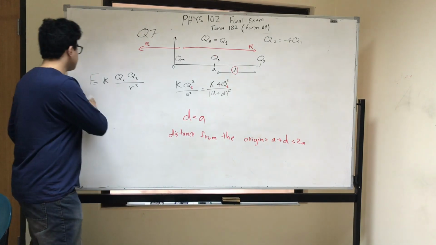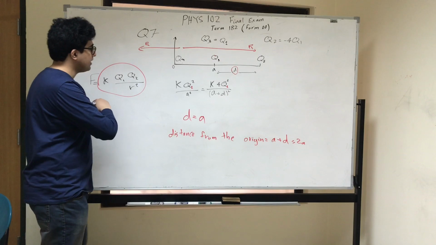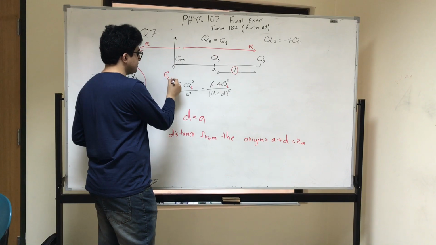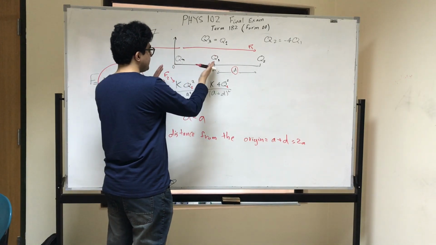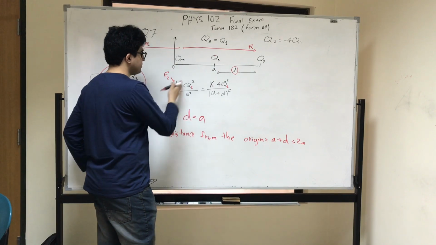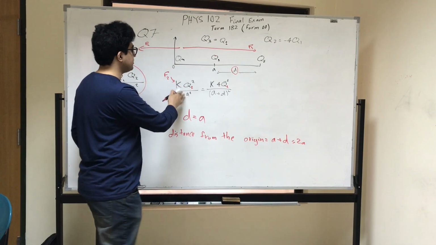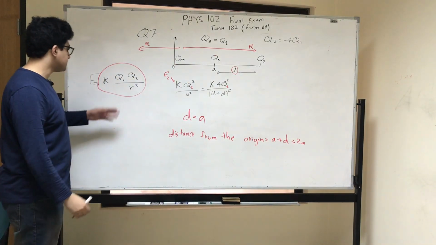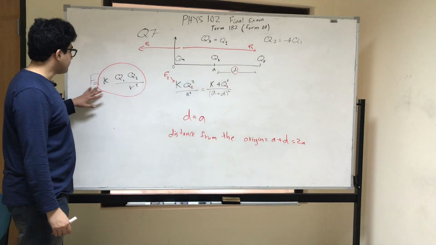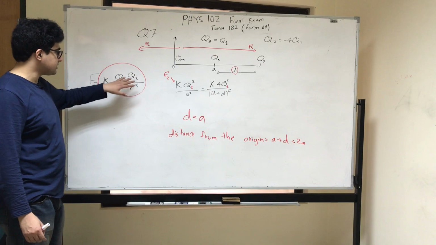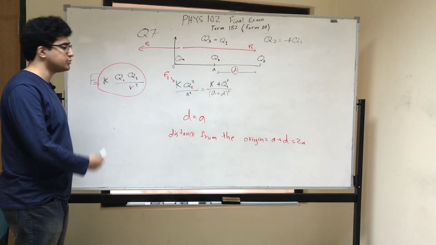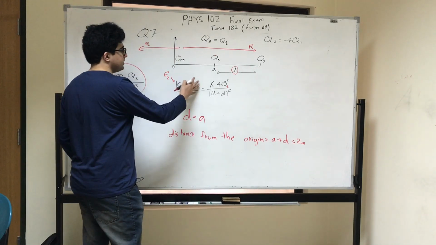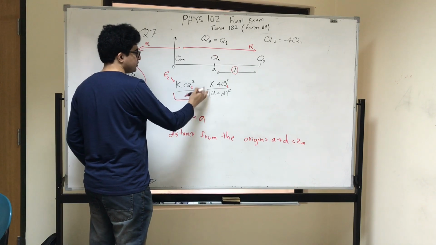Okay, so the force is equal to this expression. Let's first begin by calculating this force, or F2. So F2 is this one. The force between Q1 and Q3 is going to be equal to K Q1 squared over A squared. A is the distance between the two charges, and as it says in Coulomb's law, the force is equal to K times the first charge times the second charge over the distance between them squared.